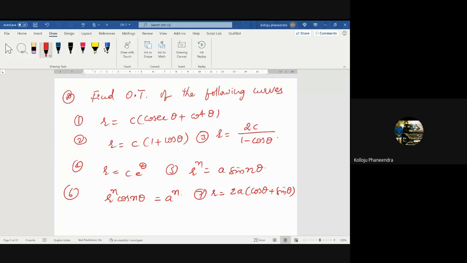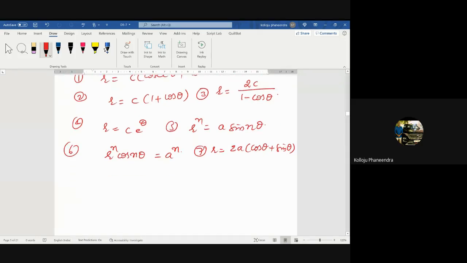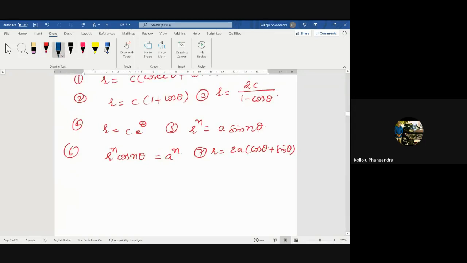Okay, these are the problems based on orthogonal trajectories in polar coordinates. I will solve one problem. Either this or this: fifth or sixth. Which one?